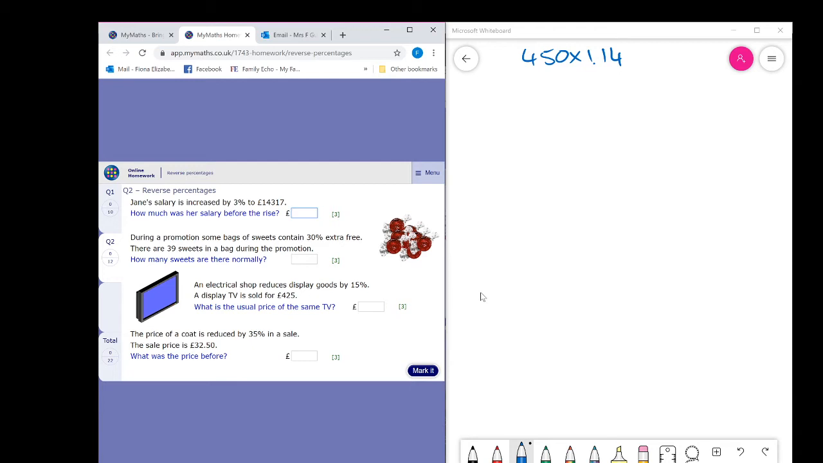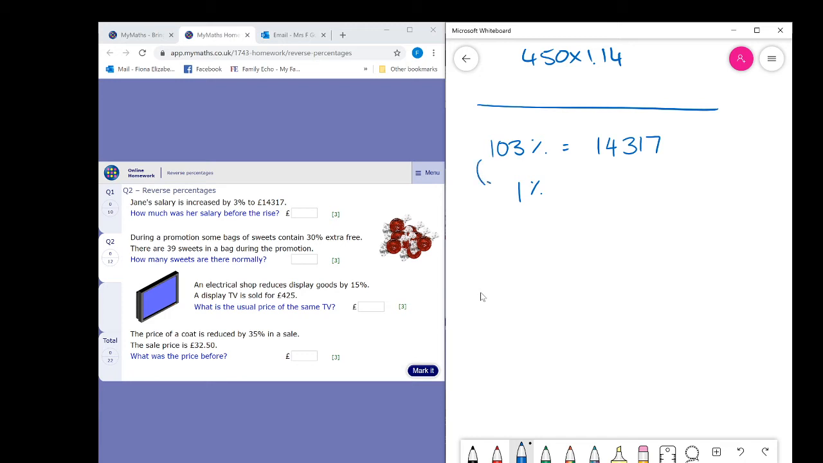Sorry. It's already been increased by 3%. So now 103% of the total is 14,317. Now I need to find the original price, so that's 100%. So I can't turn that into 100 easily, but I can turn it into 1.